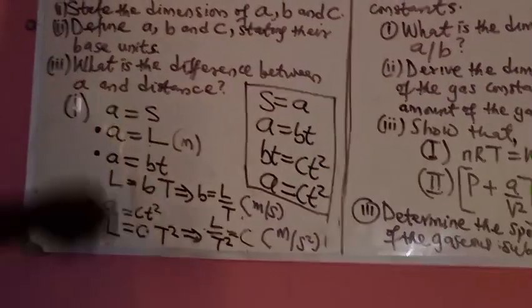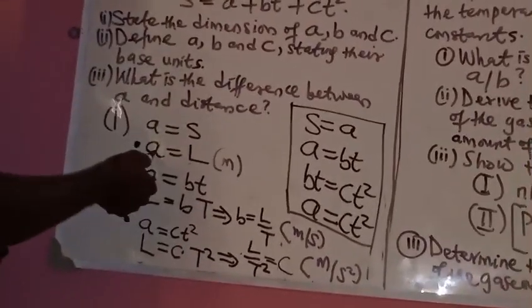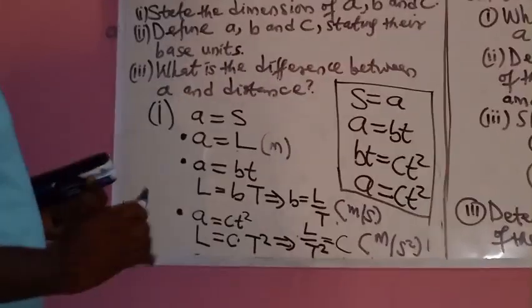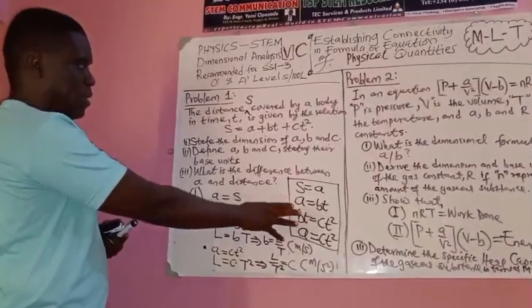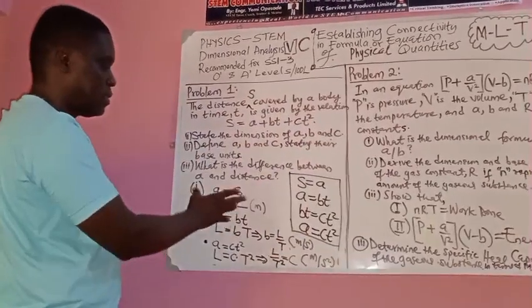Do you see that? Then the third part says, what is the difference between A and distance? Now we understand that A is actually displacement, and distance is different. A is a vector quantity, distance is a scalar quantity. That's a major difference. That means A has both magnitude and direction, while distance only has magnitude, no direction. I hope you have been able to understand the way I solve the problem. If you should attempt this in another way, you may be right, but it will take you a whole lot of time.